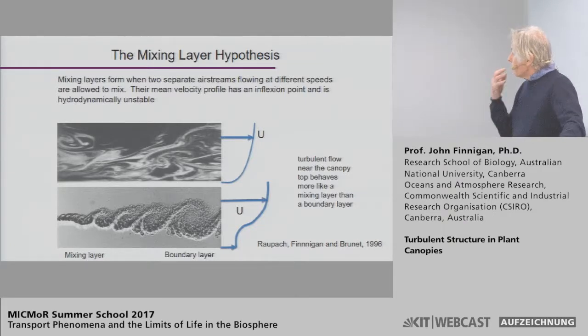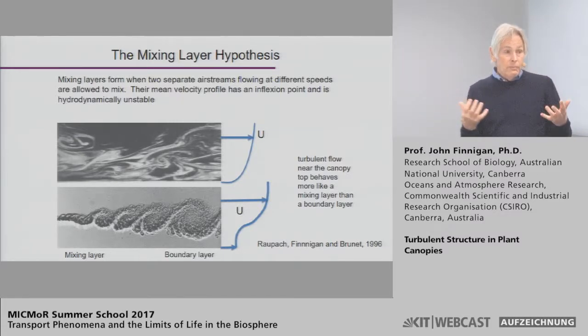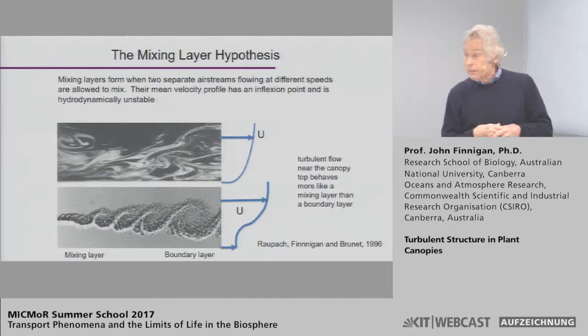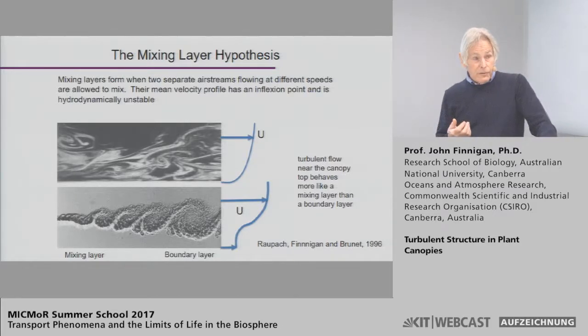And when we look at the statistics of turbulence in the mixing layer and in the boundary layer and compare them to what we see at the top of the canopy, it becomes immediately obvious that the turbulent flow near the top of the canopy looks more like a mixing layer than like a boundary layer.